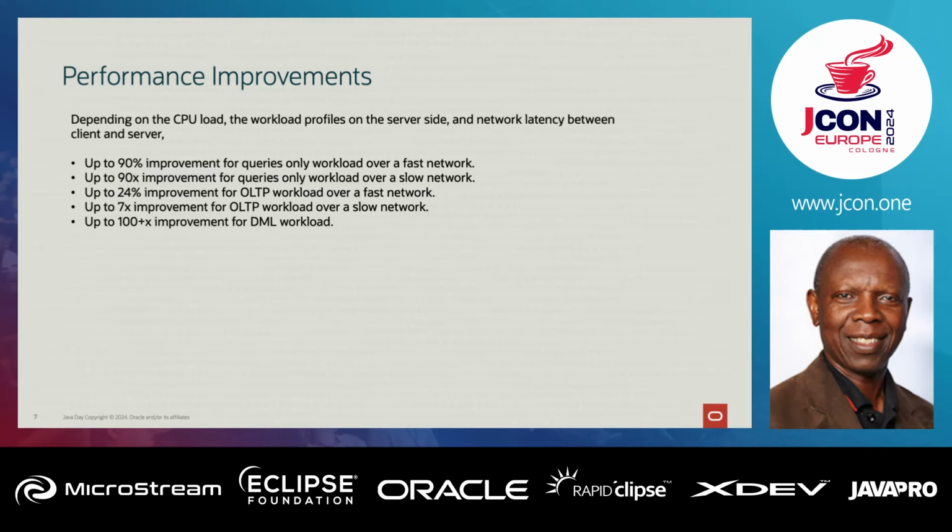That's huge, right? And so that's for a slow network. And that's for queries, if your workload is predominantly queries. Now, for OLTP, where you have a mix of queries and DML, it's about up to 24% on fast network and 7x on slow network. So the network latency plays a big role.